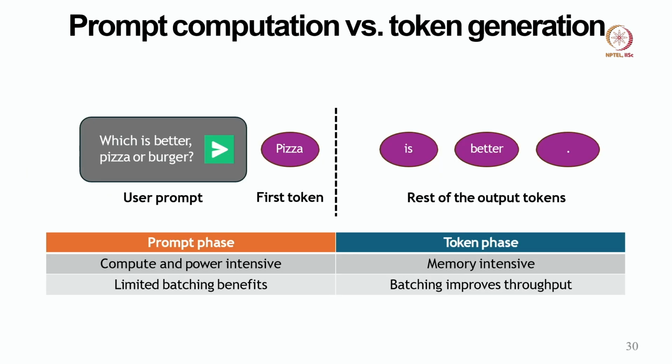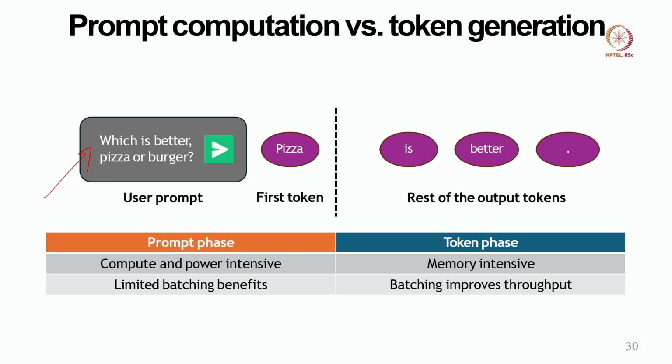Okay. So, let us go back and again discuss how prompt computation versus token generation happens, right. So, let us say we have a user prompt: which is better, pizza or burger. You might have a different opinion, but in this lecture we will say that pizza is better. Now, the user prompt, which is better, pizza or burger, is the prefill phase, and during the prefill phase it just generates one token. After that other tokens will be generated sequentially, right.